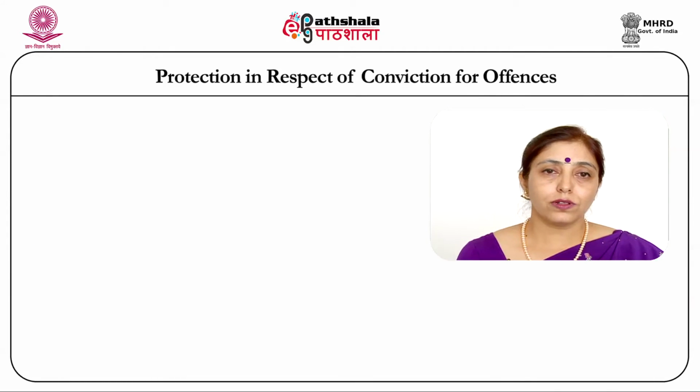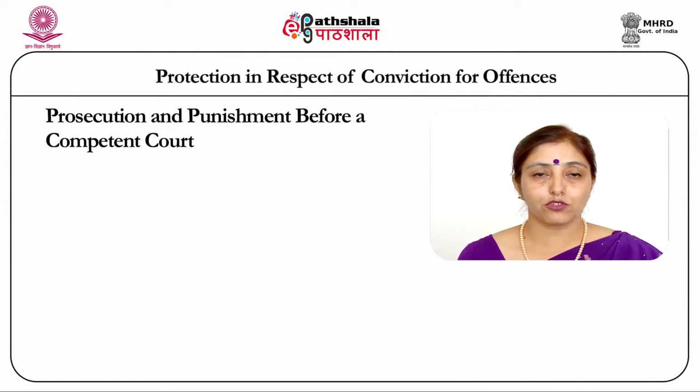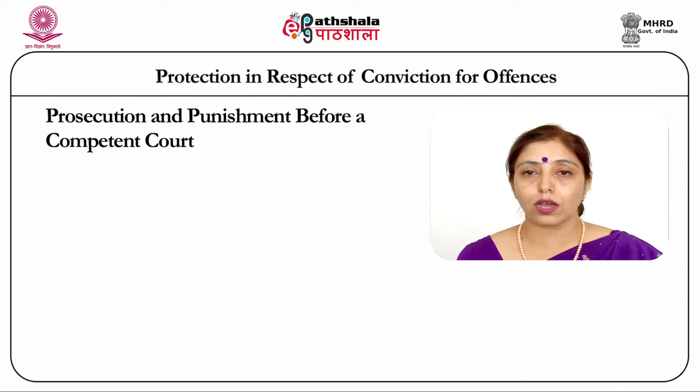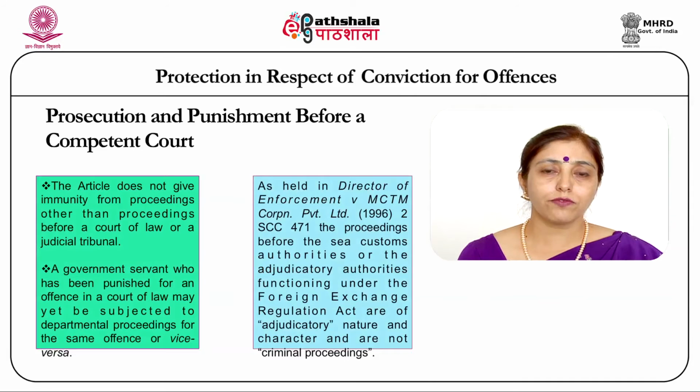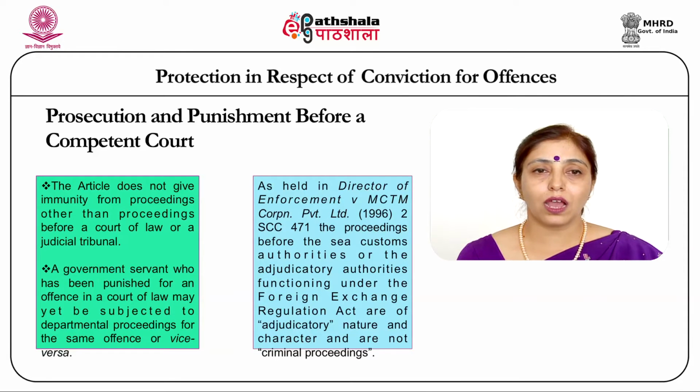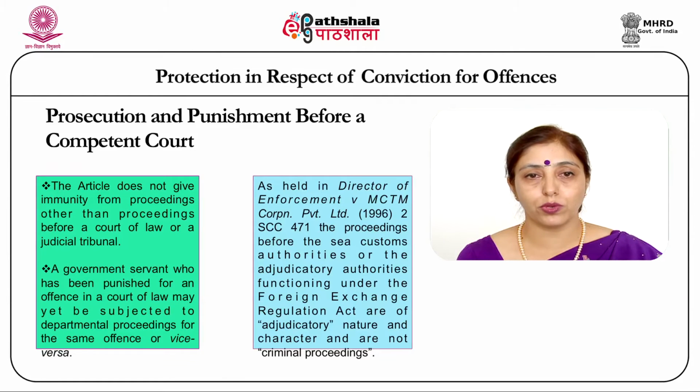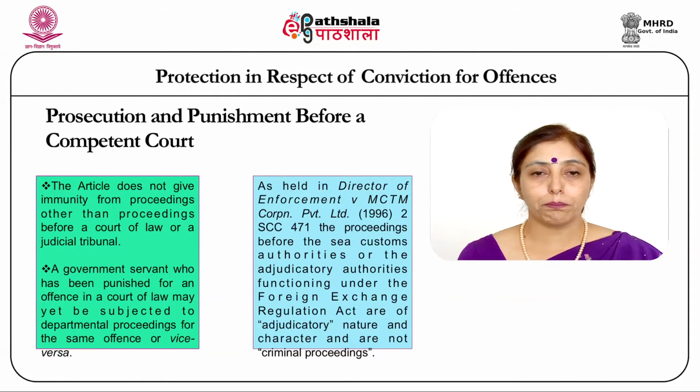It is essential for the application of this article that prosecution and punishment should have been before a competent court. The article does not give immunity from proceedings other than proceedings before a court of law or a judicial tribunal. A government servant who has been punished for an offence in a court of law may yet be subjected to departmental proceedings for the same offence, or vice versa.